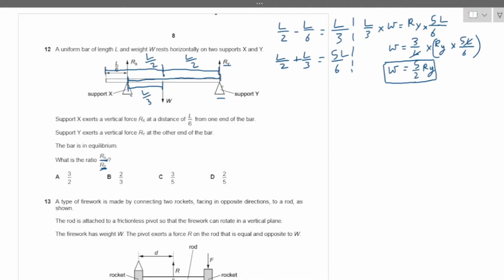Right, so now let's look at support Y. From the perspective of support Y, Ry has no effect. There is no moment caused by Ry. But Rx has and W has.